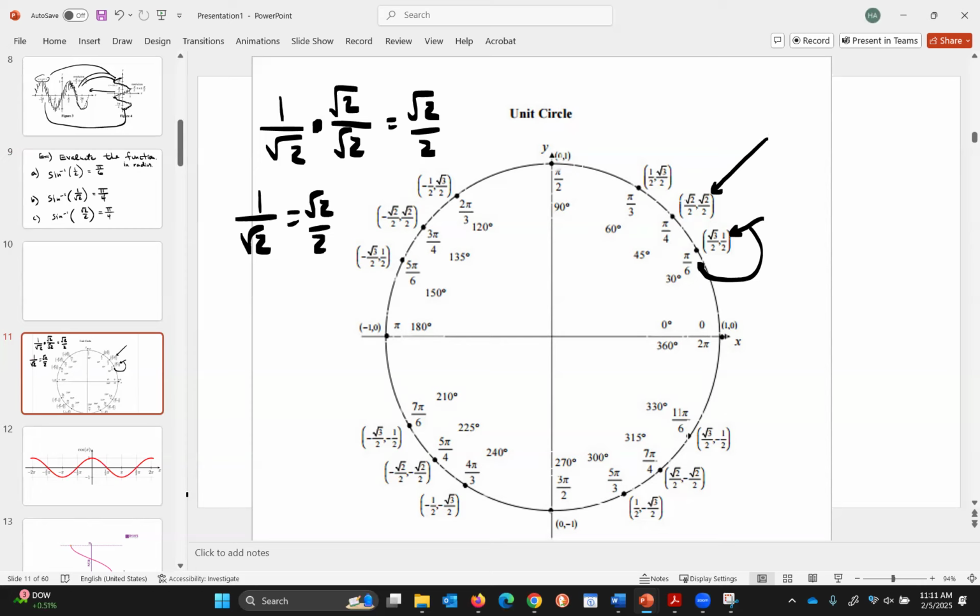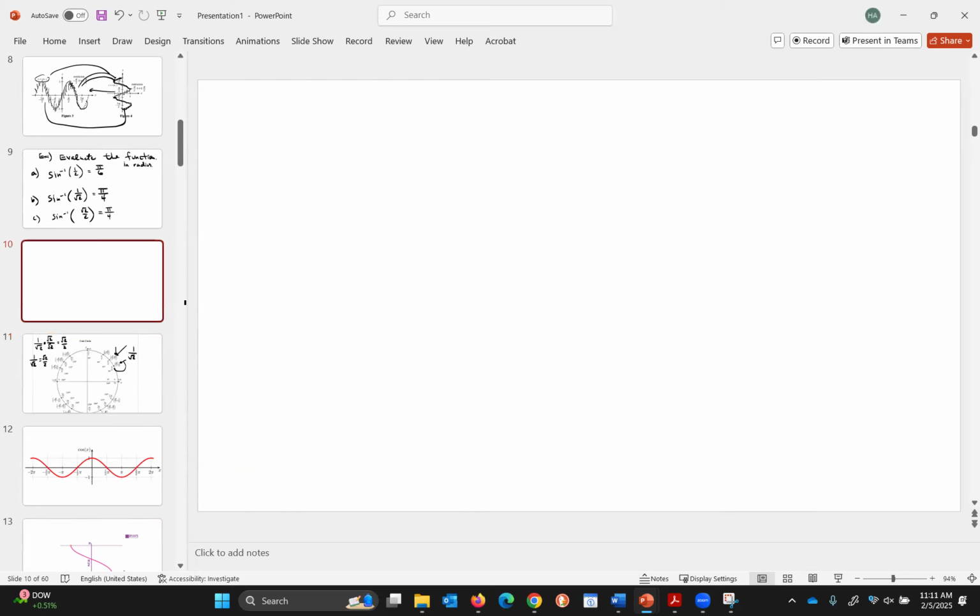So this chart has root 2 over 2, but the book you have uses 1 over root 2. It just depends on what the author wanted to use as the standard. I was just messing with you guys. Okay, so let's go a little bit more complicated.